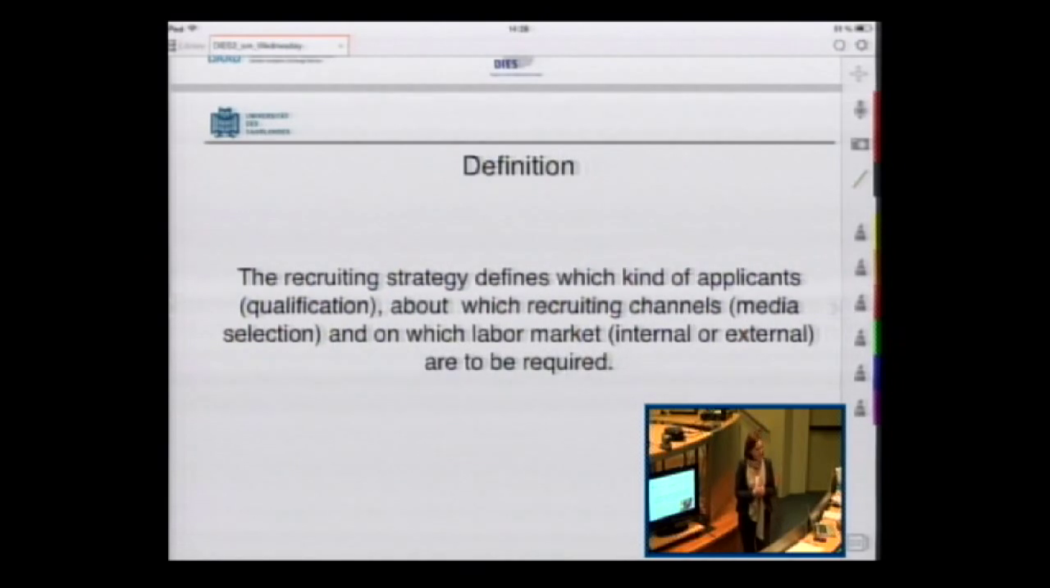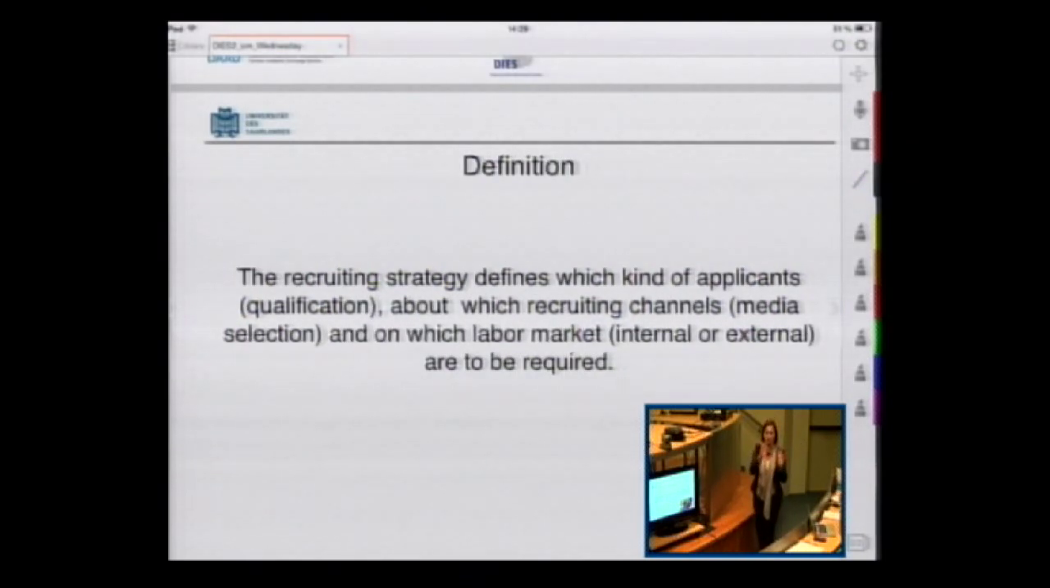That means you have to think about for which position you need which qualification. It is a difference if you are looking for a professor, full-time, part-time, or only a teacher, or if you're looking for a secretary. So you have to think about which qualification, which requirements I need within this position. That's the first. You have to think about recruiting channels. What do you think this means? Recruiting channels.